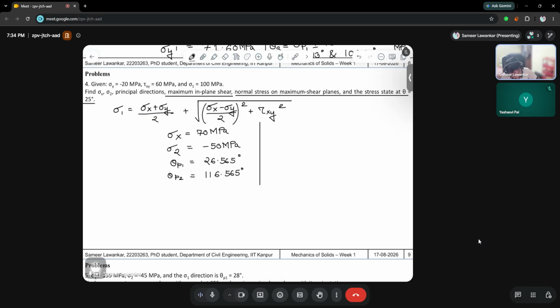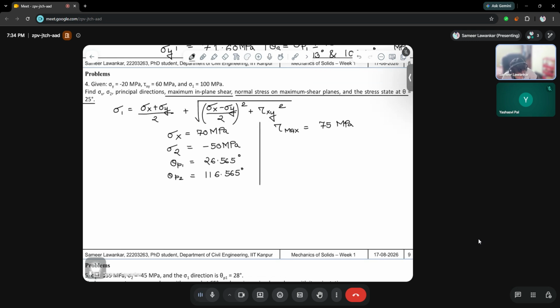Now comes the next part, which is regarding maximum in plane shear. In the previous question we understood maximum in plane shear is tau max, which is equal to the R value. R value is root over of sigma x minus sigma y by 2 whole square plus tau xy square. When you calculate it, you will get the value as 75 MPa. That is tau max.